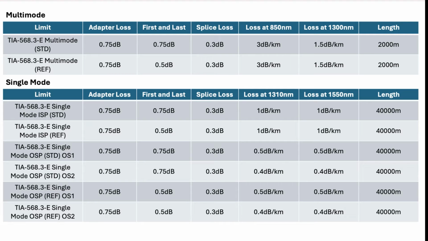So what is the net difference here? The net difference is when we're using the REF limit, overall our limit is going to be 0.5 dB less than if we use the STD limit. Now this is to make sure that we're fair when we go in there and do that testing. We've got a better connector, so we should allow less loss.